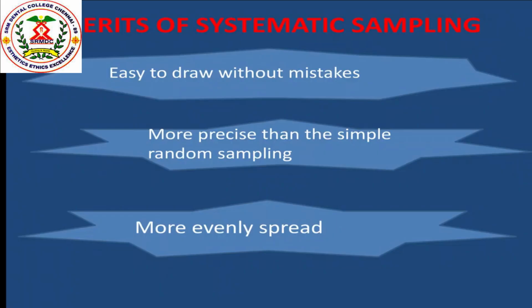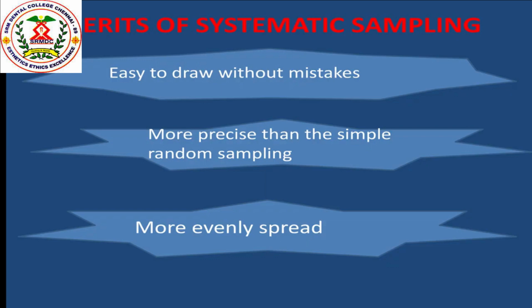Now let's move on to the merits and demerits of systematic sampling. Now what are the merits? First, the samples are very easy to draw without any mistake. Why? Because as we select every nth number, it is quite easy for us to draw samples for our final study. Second, it is more precise than simple random sampling.